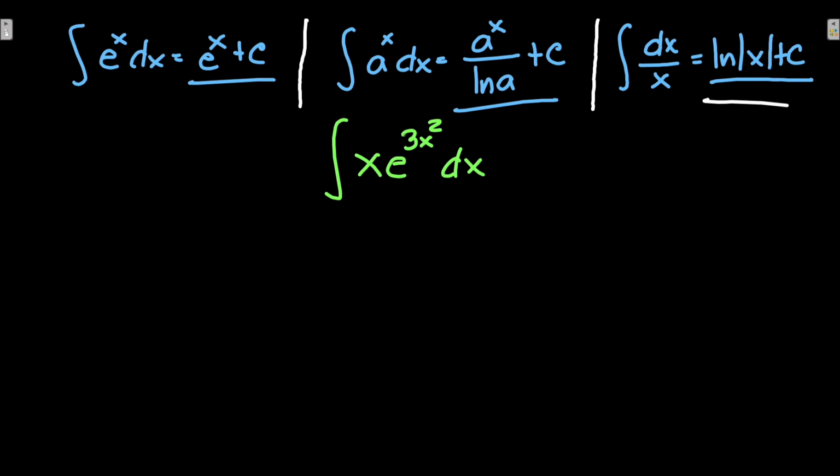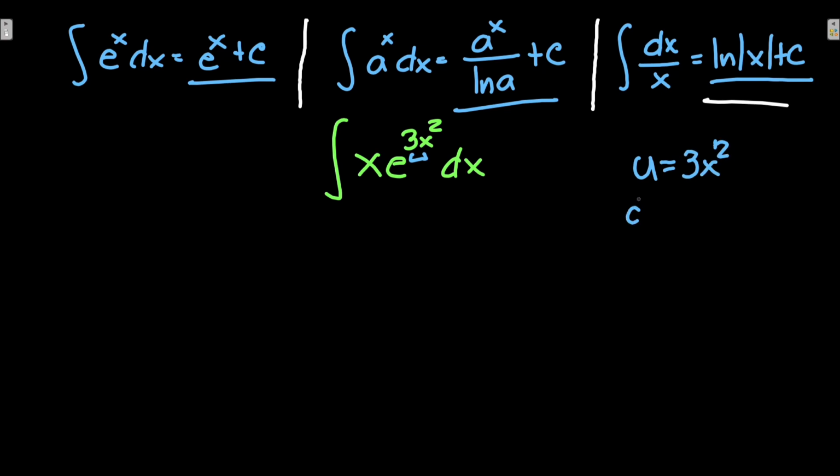So let us try this. The integral of x multiplied by e to the power of 3x squared dx. Whenever you encounter a problem like this, the best solution is to simplify it first or use a u substitution. Let u be the most complicated part, or the position. So let u be 3x squared.